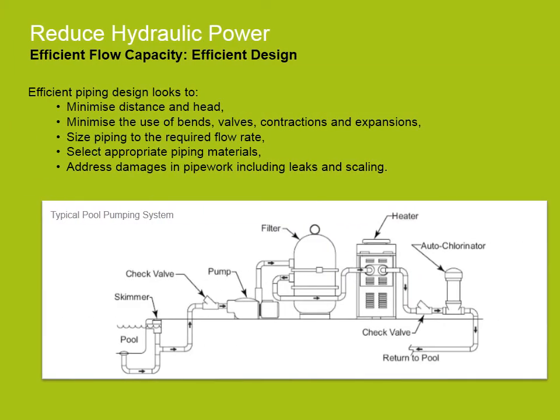When we talk about a pump, we must be aware that it exists as part of a much larger system. This system includes the pump itself, pump drivers, controllers, piping, and valves. In addressing efficient flow capacity, we must address piping friction losses or the total friction head losses incurred as a fluid moves through a system, resulting from bends, valves, contractions and expansions, leaks, material friction, and outlet losses. Efficient piping design looks to minimize distance and head, minimize the use of bends, valves, contractions and expansions, size piping to the required flow rate, select the appropriate piping materials, and address damages in pipework including leaks and scaling.